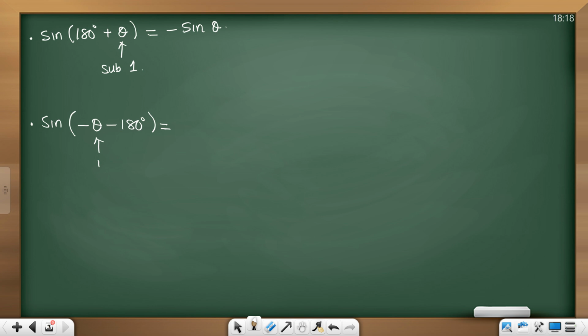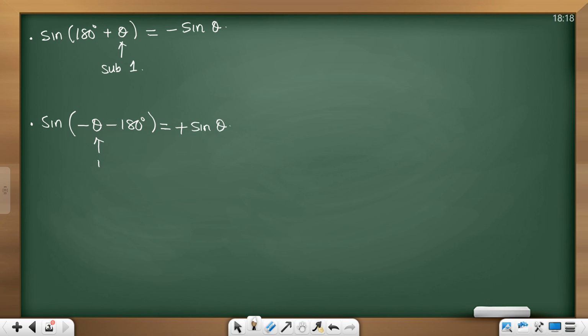For NBTs, I'll tell you what to do. Is it a positive or a negative? Positive. It's a positive, right? But it's a 180. Are you changing the trig ratio? No. So it remains what?